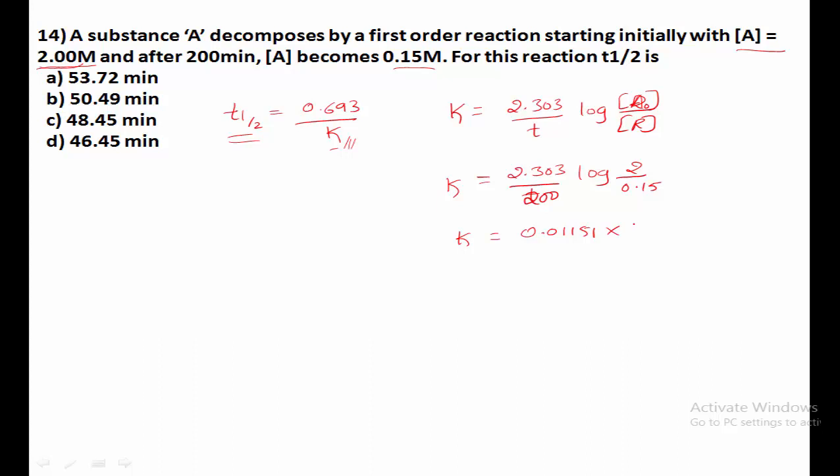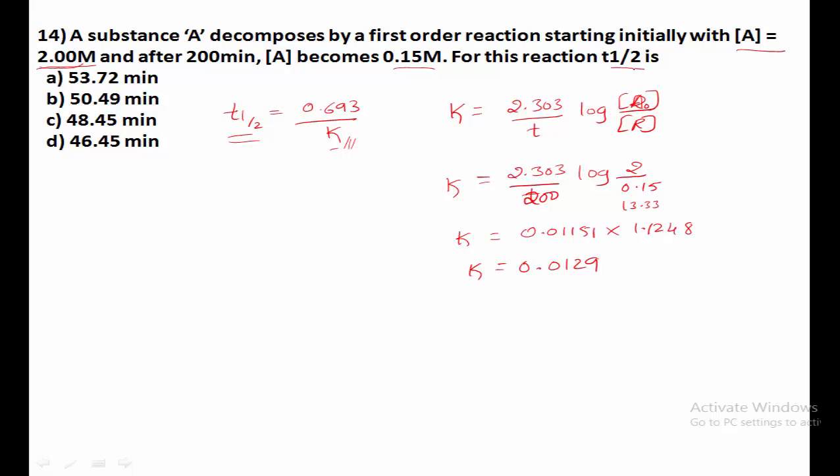Now simplify this. What will you get? 0.0151 into 1.1248. So this is the value. When you simplify log 2 divided by 0.15, you will get 13.33. So log 13.33 gives the value 1.1248. Simply use the log table. Then on simplification the value of k is equal to 0.0129.